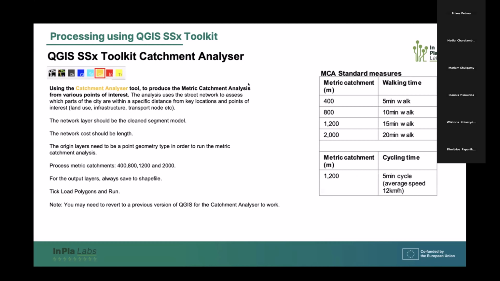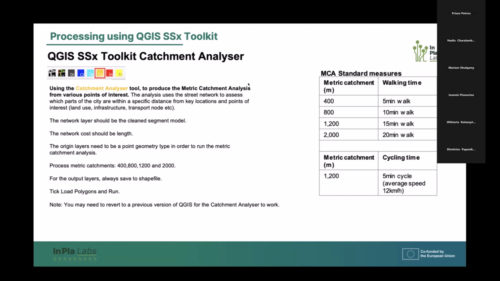And now there is another kind of analysis that the tool allows you to perform, which is the catchment analyzer. So it's kind of a different analysis because it's more focused on the metric dimension. The metric catchment analysis uses the street network to assess which parts of the city are within a specific distance from key locations and points of interest.